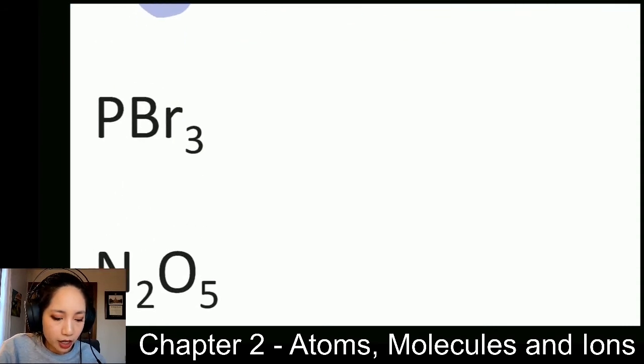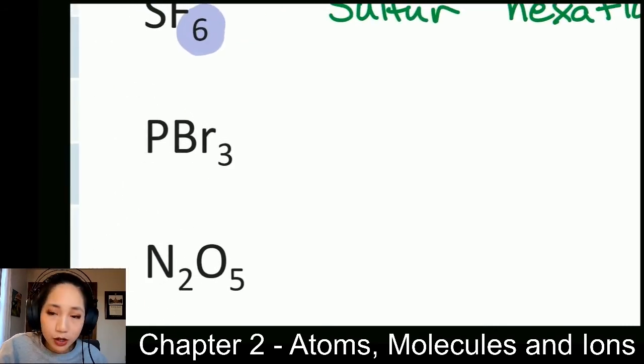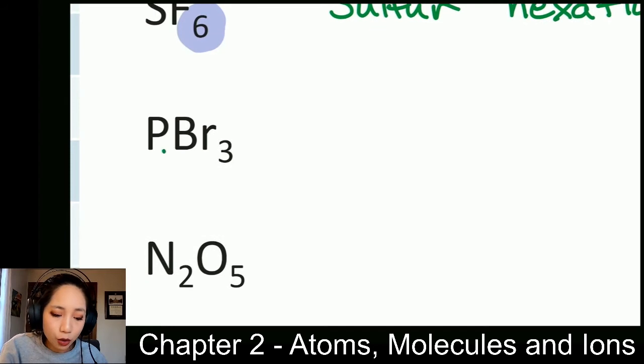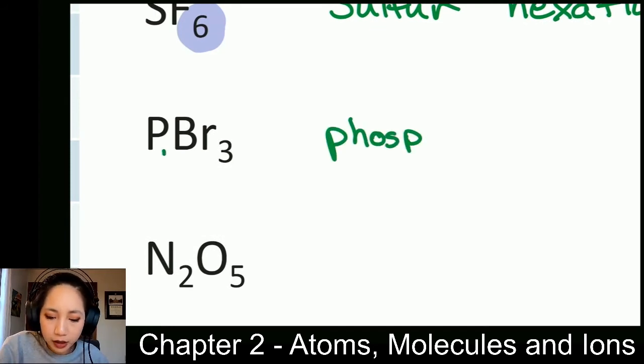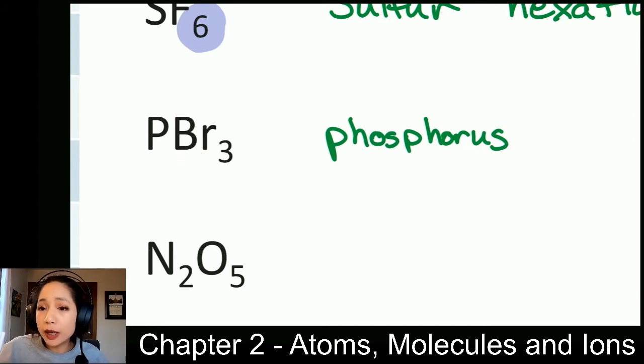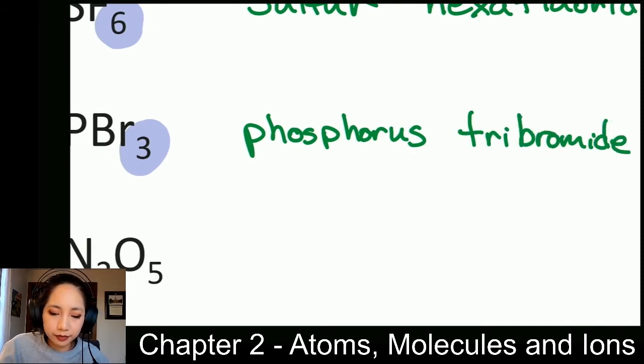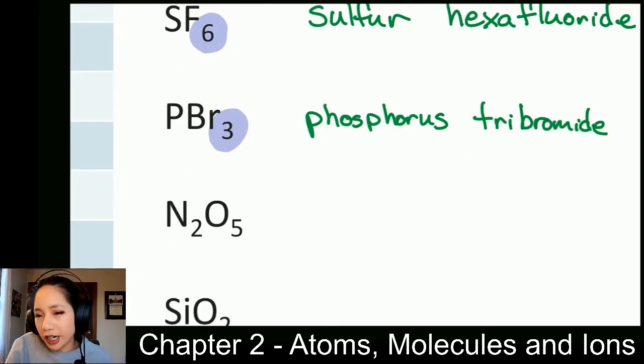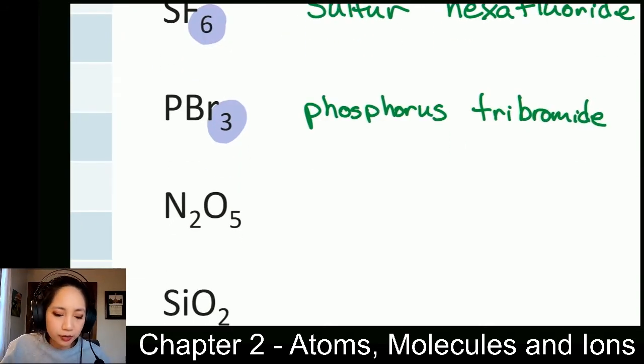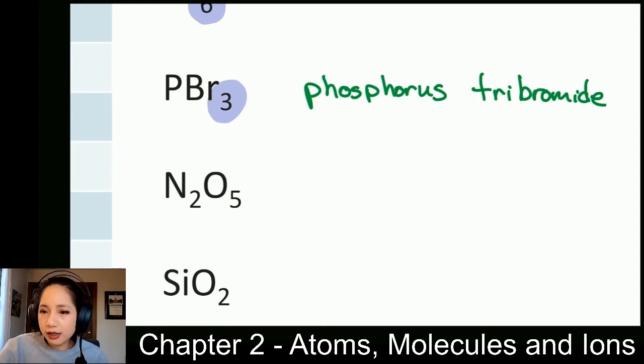Okay, our next one, PBr3. P is phosphorus, and there's only one, so we don't put monophosphorus, it's just phosphorus. Then we have bromine as our second element, so bromine becomes bromide, and there's 3 of them. So it's phosphorus tribromide. I always think molecular naming is easier because it's very straightforward. Just look at the elements and say the number.